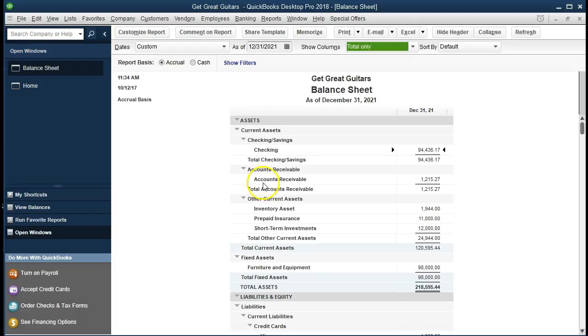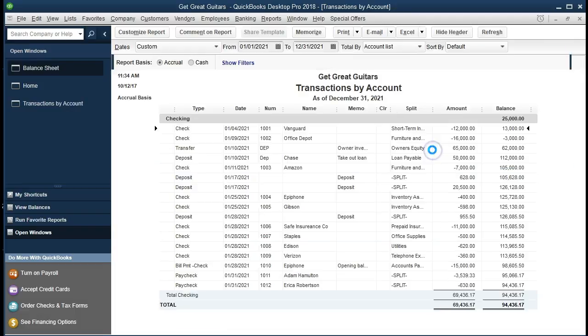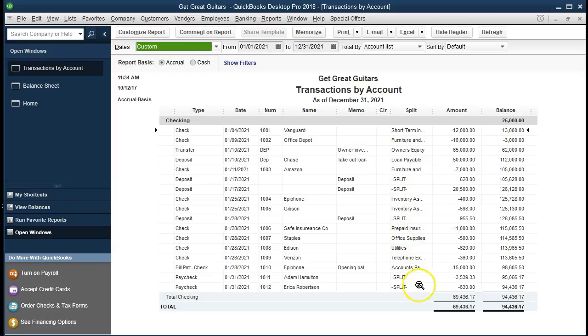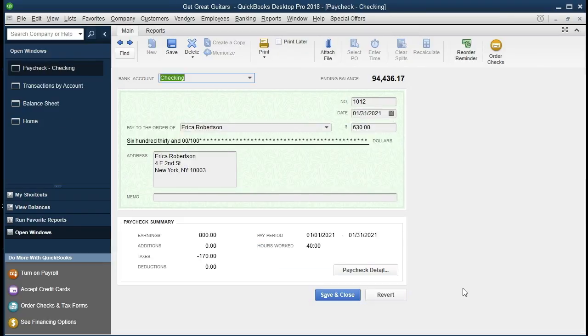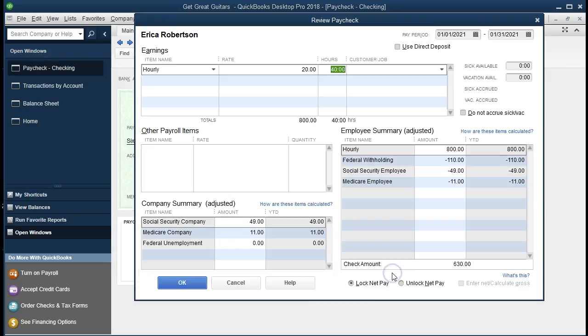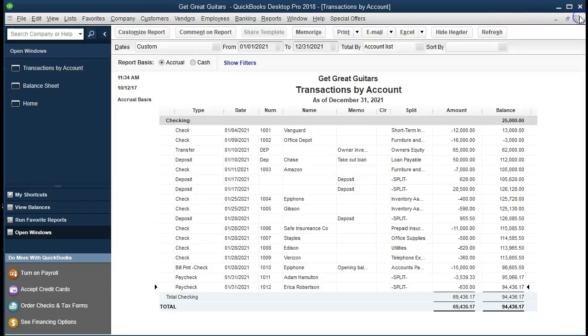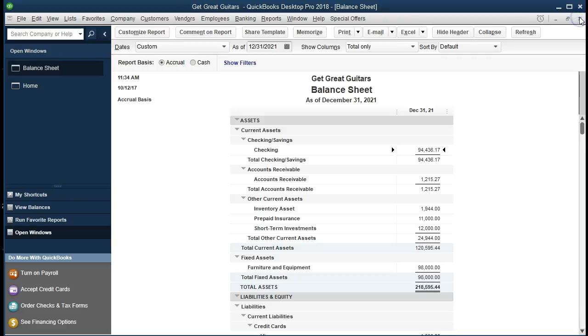So first we can check the checking account as we did in the register. We can double click on that, drilling down on that. We see our two paychecks. If we double click on those, we see the paycheck once again. If we want to see the detail, we can click on that and see the detail. Closing that back out, closing that back out. We see those two there.